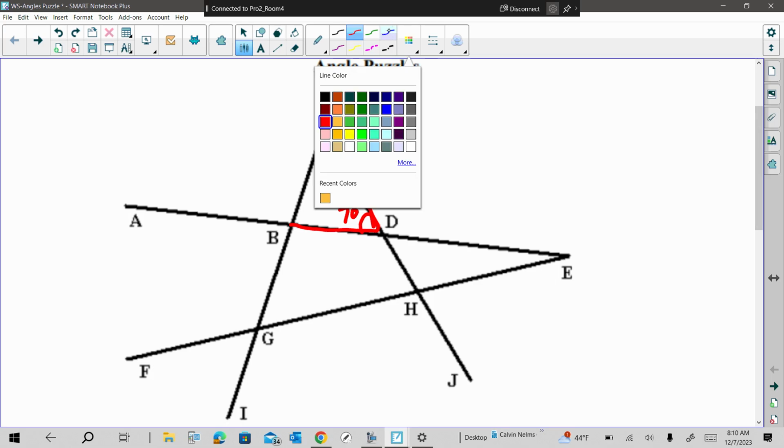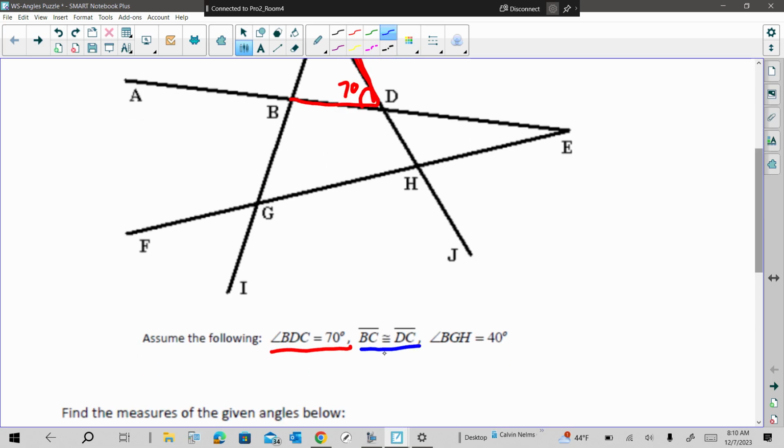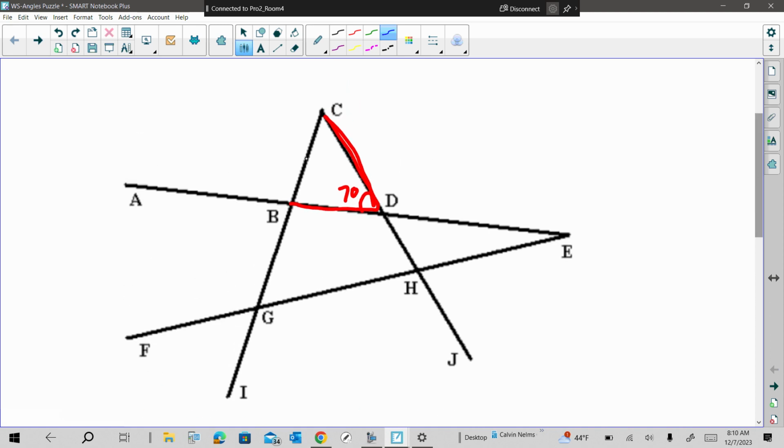The next given information is right here. It says that segment BC is congruent to segment DC. That means we need tick marks to show that, because it's going to make me see a special type of triangle. So we need to put the tick mark on BC and CD. So now hopefully you see we have a special type of triangle. What triangle do we have?